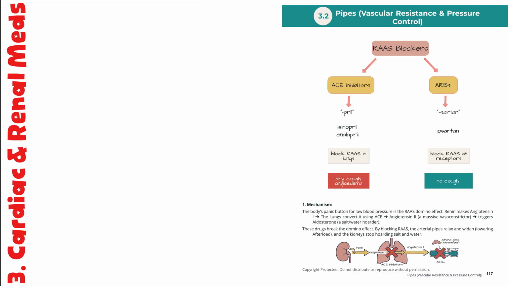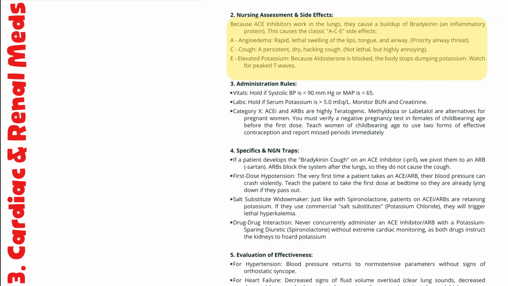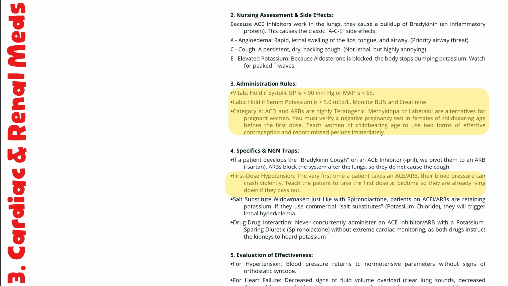Next, ACE inhibitors and ARBs. These block angiotensin II, so the vessels relax, and aldosterone drops. Remember the 3 ACE side effects: angioedema, cough, and elevated potassium. ARBs skip the cough because they block the pathway further downstream. Hold these drugs if systolic blood pressure is under 90 or if potassium is over 5. They're category X, so confirm a negative pregnancy test before that first dose. And watch for first dose hypotension. Teach patients to take that very first pill at bedtime.